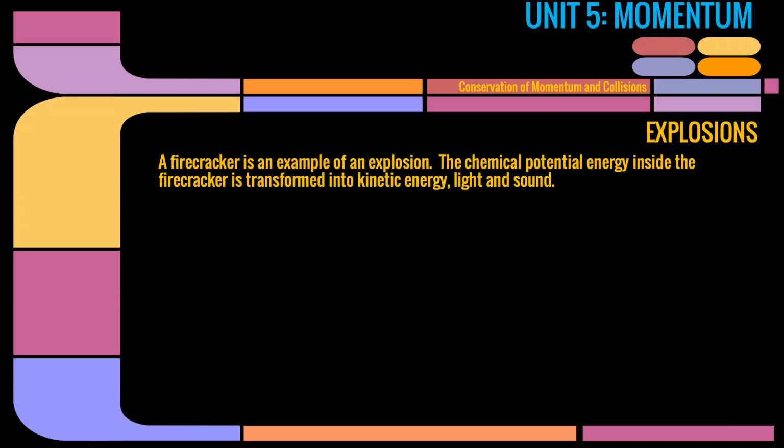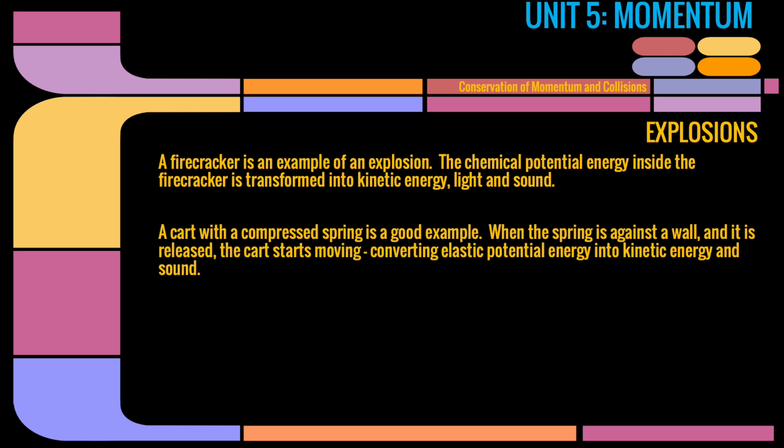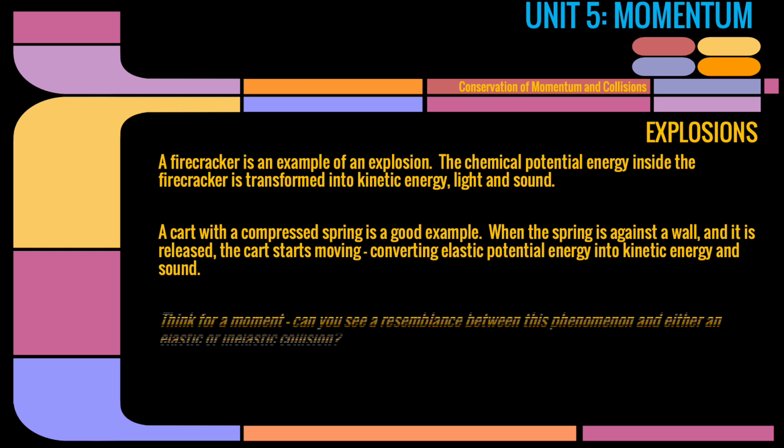A firecracker is obviously an example of an explosion. With fireworks, the chemical potential energy inside is transformed into light, heat, and sound. A cart with a compressed spring is a good example. When the spring is against a wall and is released, the cart starts moving, converting all of that elastic potential energy into kinetic energy and sound. How can these be elastic or inelastic collisions?